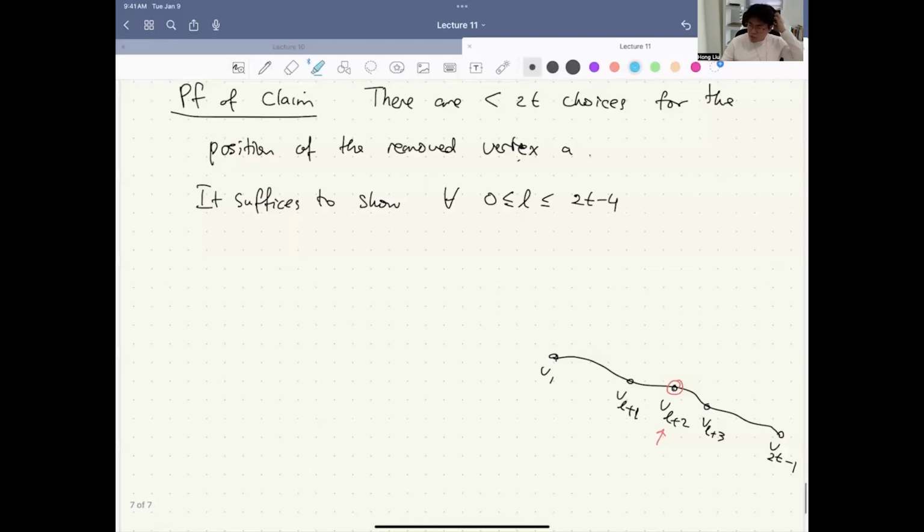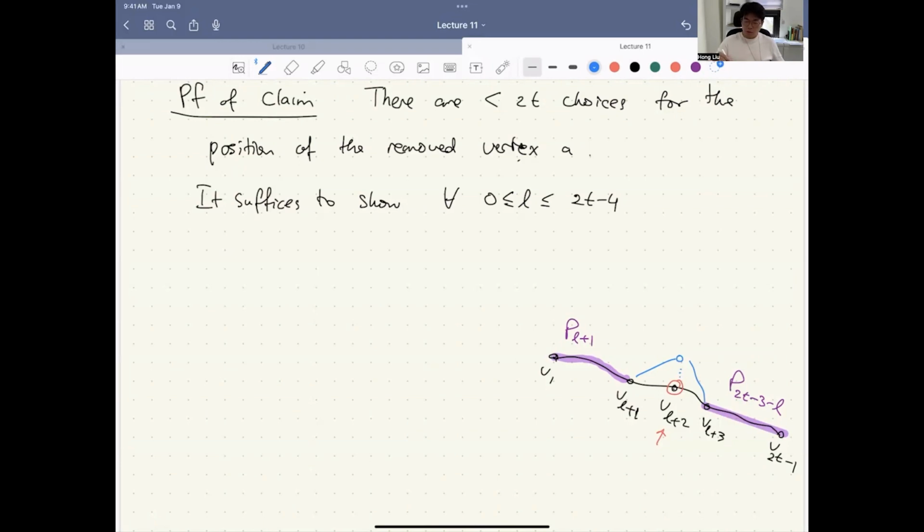Then the two pieces we have: this is P_{L+1}, and here it's P_{2t-3-L}, the number of vertices. It's easy to check. All right. So this is the one that we replace.